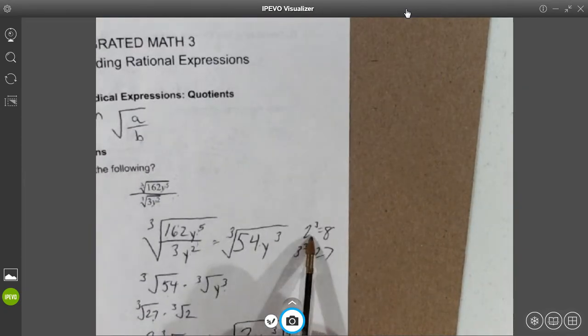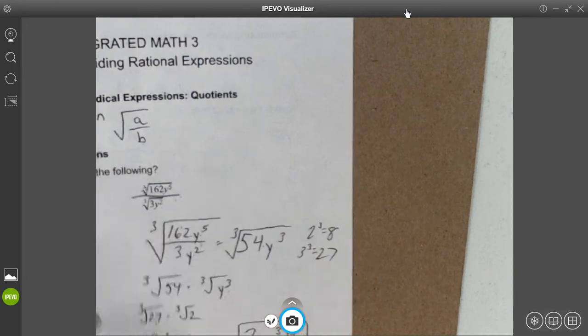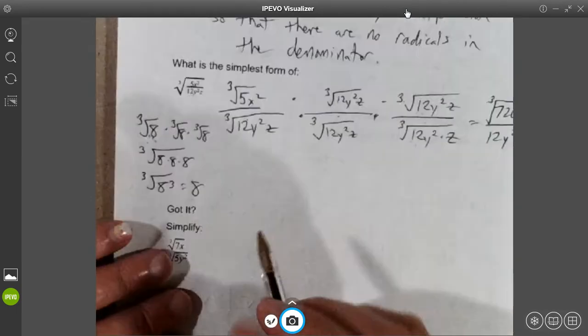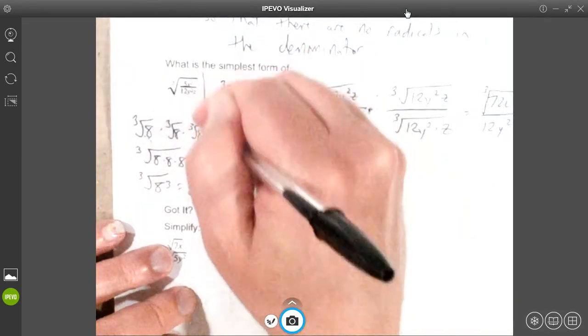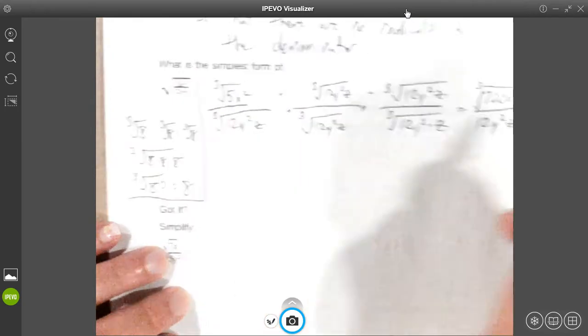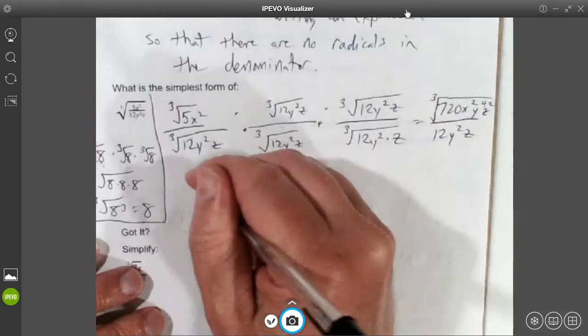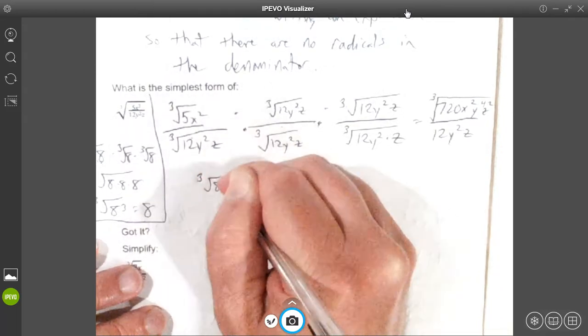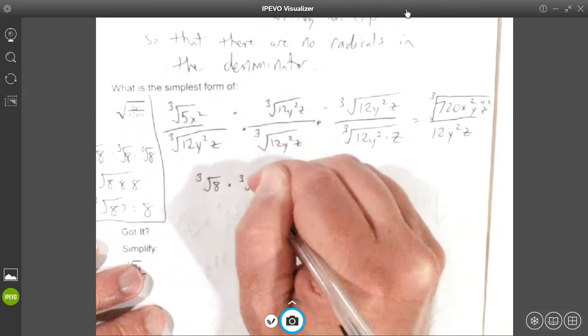Well, let's go back to my list here. Let's see. 2 cubed is 8. Does 8 go into 720? I think it does, because 8 goes into 72. So I'm going to write that. I'm going to take my time here. So I'm simplifying this. I'm going to write that as the cube root of 8 times the cube root of 90.